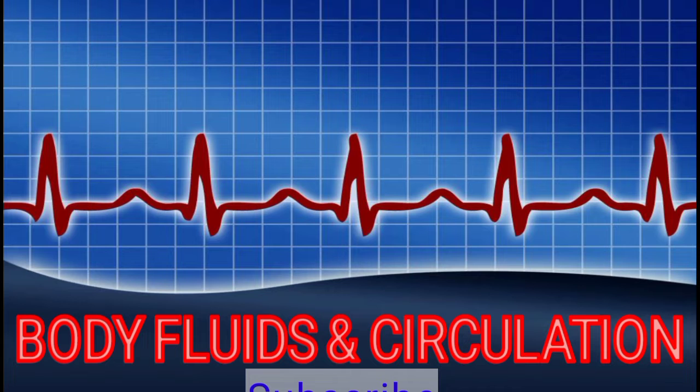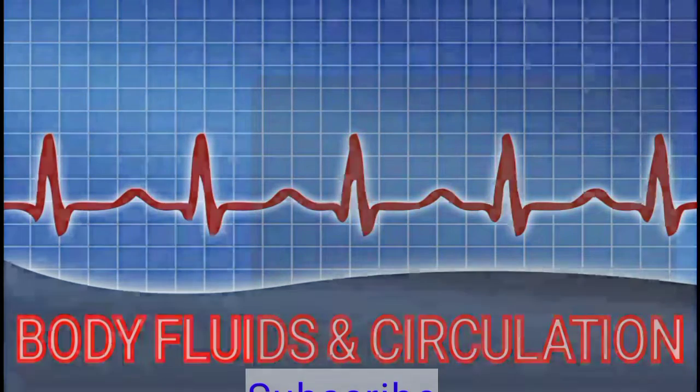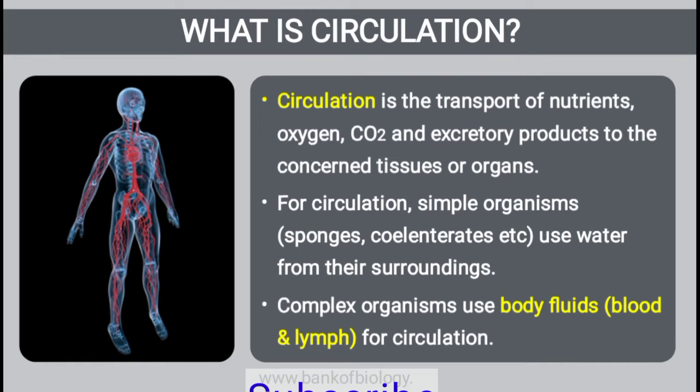Today we are going to discuss body fluids and circulation in detail. What is circulation? Circulation is the transport of nutrients, oxygen, carbon dioxide and excretory products to the concerned tissues or organs. Means to say, sending the respective nutrients to the respective part is called circulation, movement.